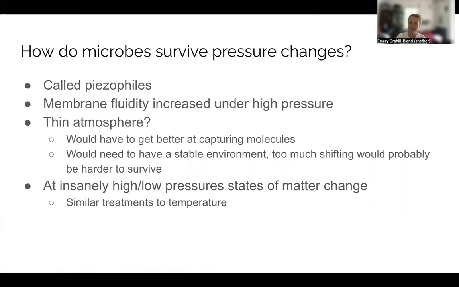So they do kind of similar things as would something under extreme cold, right? They would increase the compounds in their membrane, like the lipids, that would make them more able to move against each other. In a thin atmosphere, like I mentioned, you would probably have to get better at capturing molecules from your environment, right? So we talk about how cells need an aqueous environment, but if they're in a really thin atmosphere, there's probably not a lot of water around them, so they need to get better at capturing molecules.